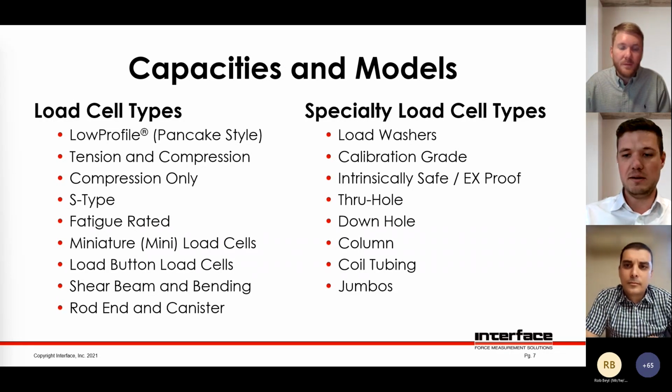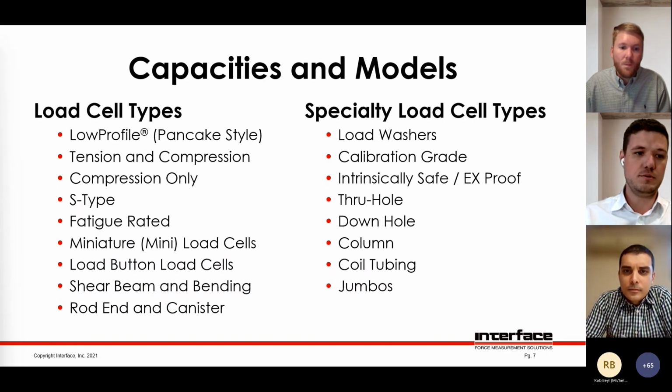Some of them are shear beam or bending beam load cells, and that refers to the way the load cell reacts to the force applied to it. We've got rod end canister load cells. There are load washers, which are load cells with a hole through the center. We've got calibration grade load cells for calibration applications, explosion proof or intrinsically safe load cells, which are safe for use in explosive environments, through hole, down hole, column, coil tubing, jumbos, all of these different options for load cells. So it can be quite overwhelming to choose the correct load cell for a specific application.